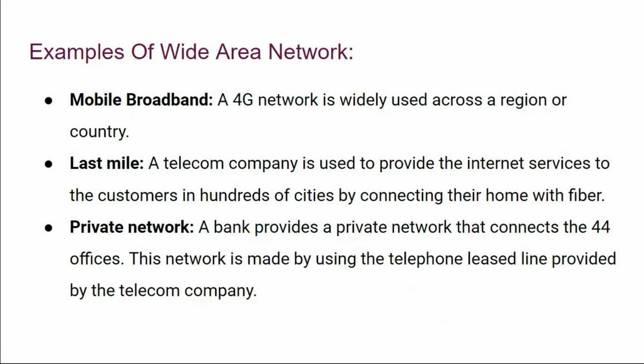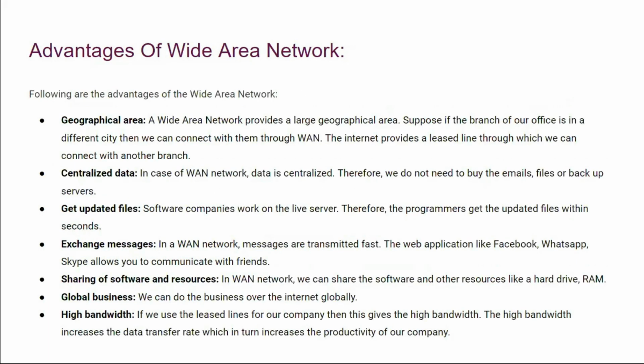And last mile, a telecom company which connects hundreds of cities with their homes by using fiber optic cable. And the next one is a private network. There is a bank which connects 44 offices together in a wide area network using a telephone line. It's a telecom company. And what are the advantages? The first advantage of using wide area networks is the geographical area. When you want to connect across states and across countries, then you have to go with only a wide area network. And centralized data.